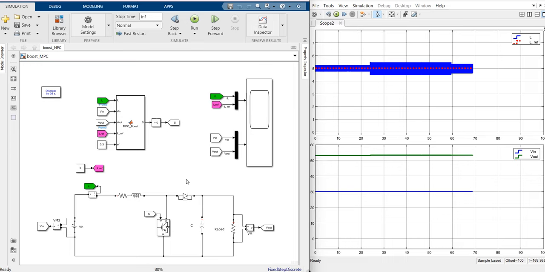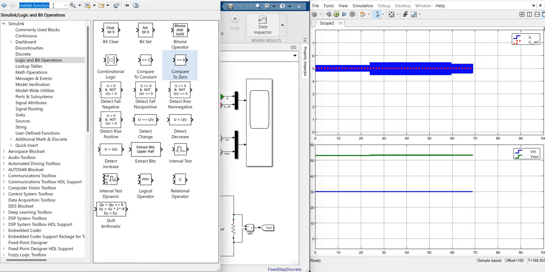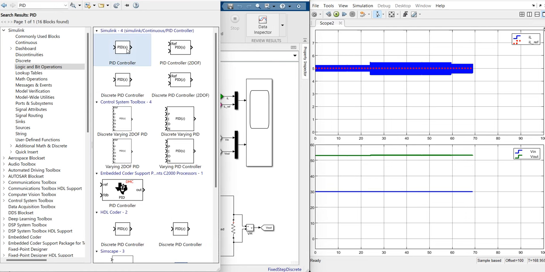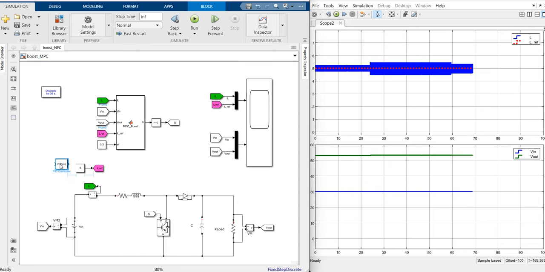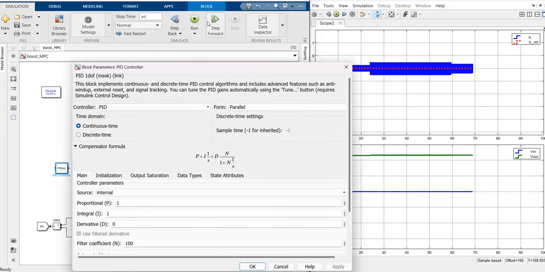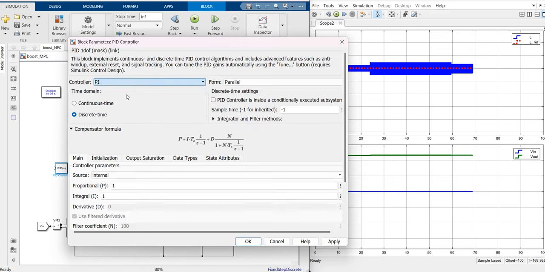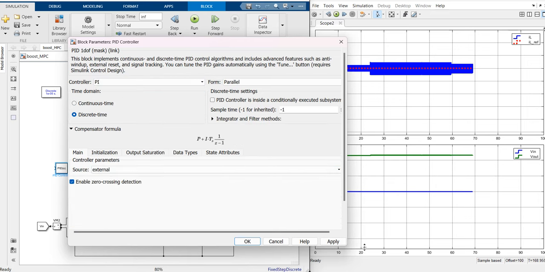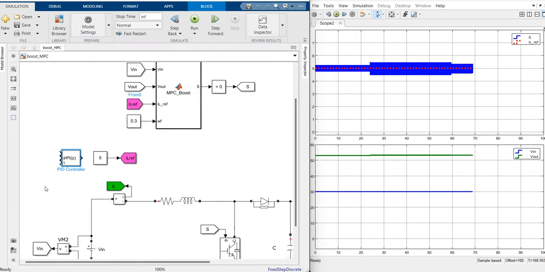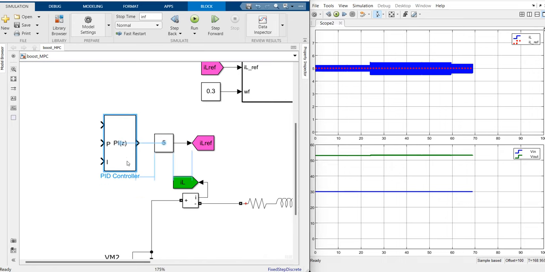Now I would like to show the output voltage control design. I will indirectly control the output voltage, so I will put a PI controller to generate the inductor current reference depending on the output voltage error. Okay, this is a PID controller. Discrete time PI, and we can enter the KP and KI values.